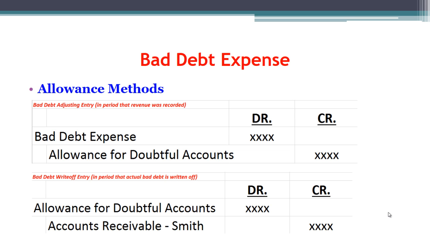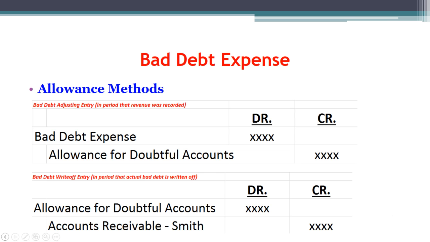So the first entry here is going to be a debit to bad debt expense, just like it was before. This is in the period that the revenue was recorded. The credit, however, is not going to go to accounts receivables. The reason is, at this point, we don't know which customer is not going to pay us. We just have an idea as to the estimate of the amount that we aren't going to be able to collect from all customers in total.